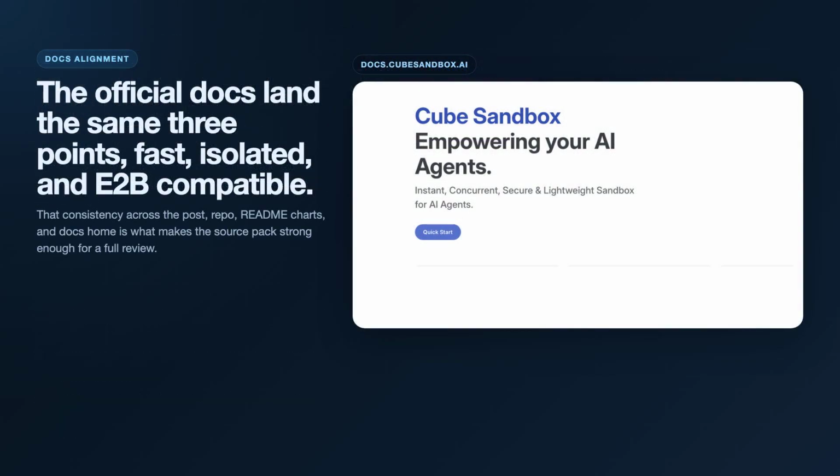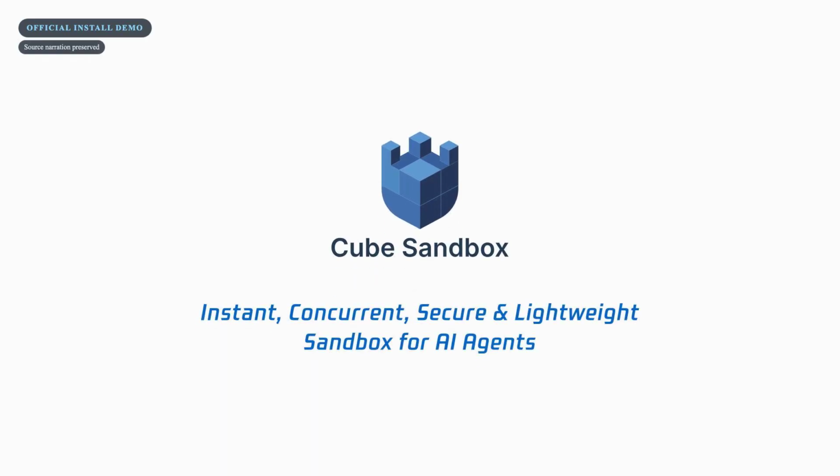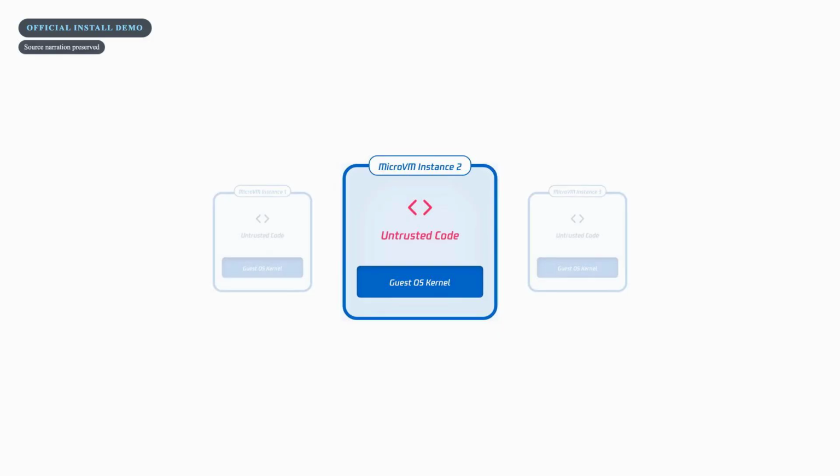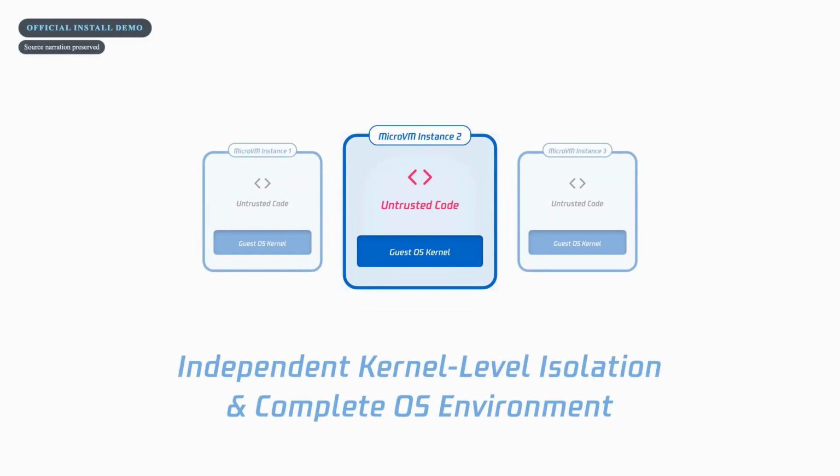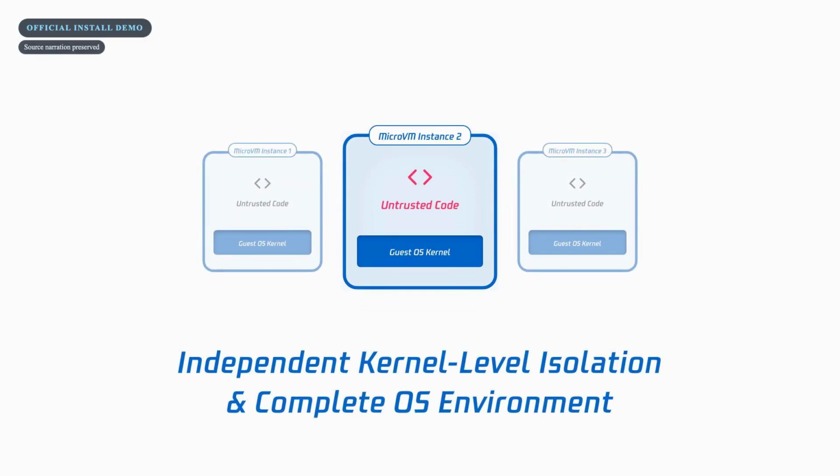The official docs and charts all point in the same direction. Dedicated kernels, fast startup, low base overhead, and a drop-in path for tools that already speak E2B. CubeSandbox is an instant, concurrent, secure, and lightweight sandbox platform built for AI agents. Every agent task runs inside its own dedicated MicroVM, a fully independent kernel with complete OS-level isolation.